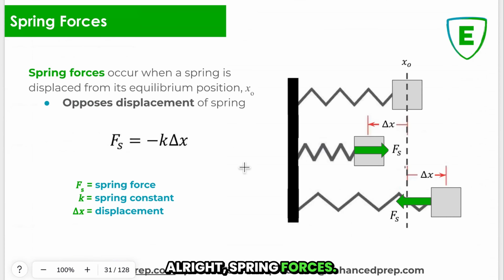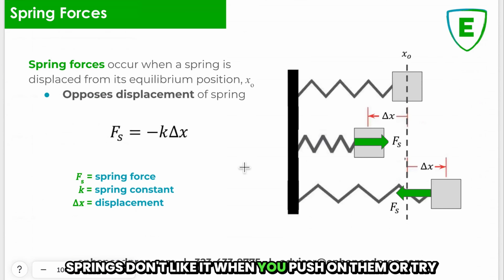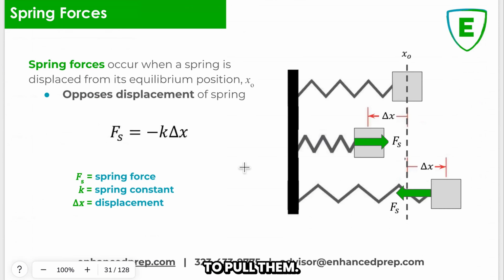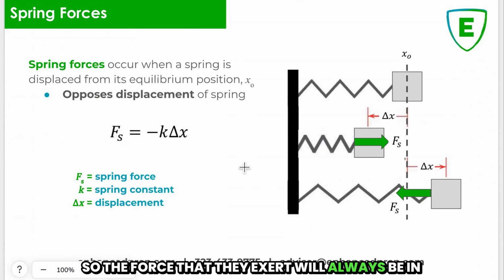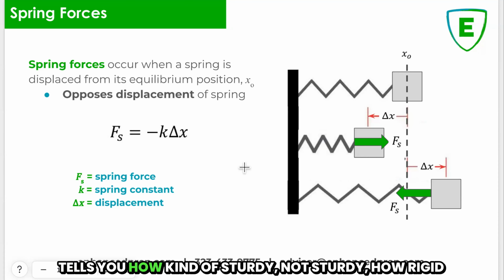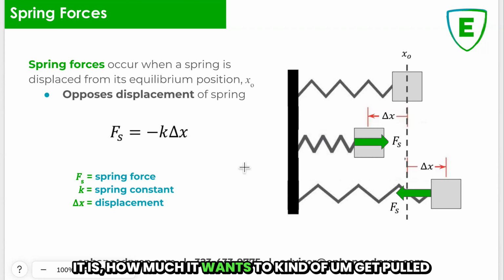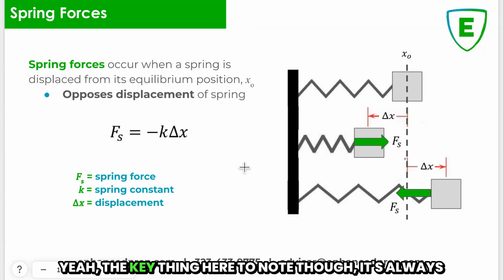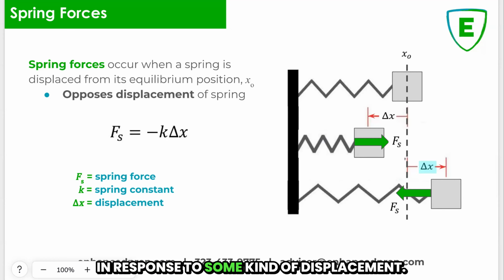All right, spring forces. Springs don't like it when you push on them or try to pull them. So the force that they exert will always be in opposition to whatever displacement you try. Okay? And here, k is just the spring constant. It tells you how rigid it is, how much it wants to get pulled out or in.